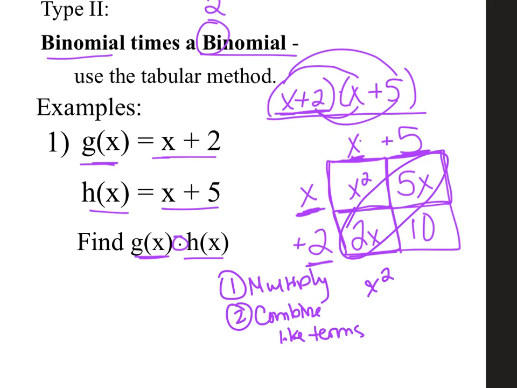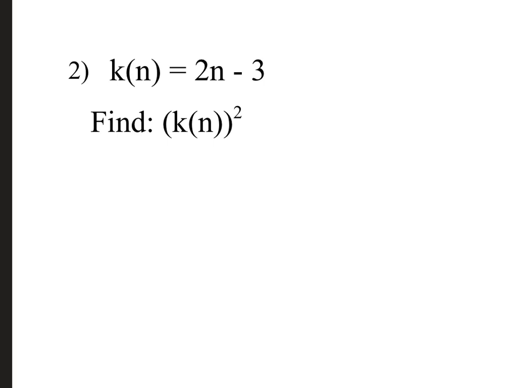So x squared, I'm going to add the 5x and the 2x. So remember, you're just counting how many you are. So there's 7 of them. And there's your answer. Okay. Not a whole lot of thinking is involved when you're doing the tabular method, which is what I like.